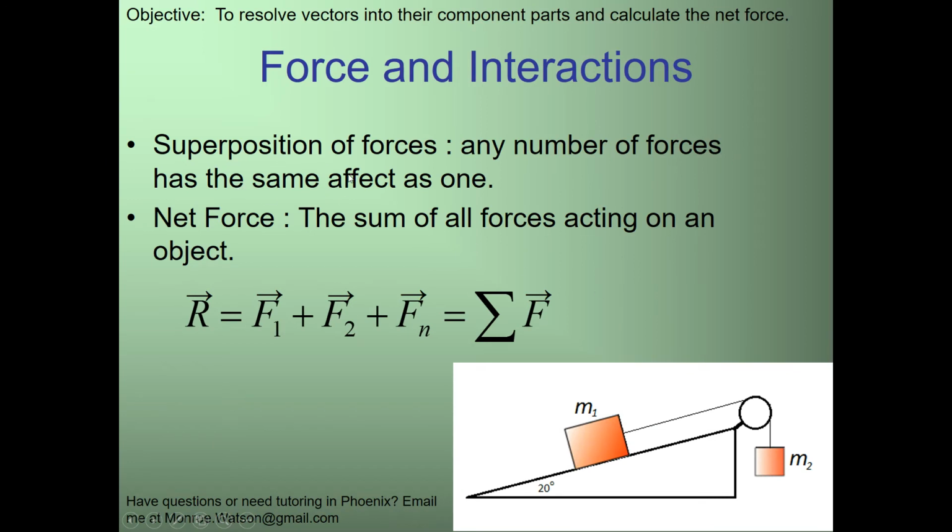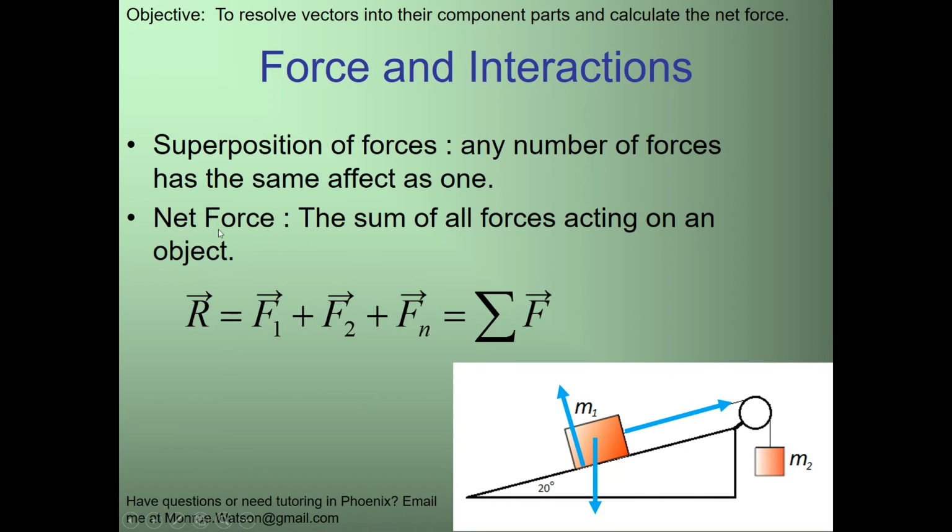So the superposition of forces is just a fancy word for saying that any number of those forces are going to have the same effect as one. For example, I've got this box, mass 1 here, hanging on an incline, and there are 3 forces acting on that mass. First, there's tension going away from the box. The second one is weight pulling the box down. And the third one is this normal force perpendicular to the inclined plane pointing up. And so all 3 of these forces are going to act as one and have the same effect as if they were acting as one force.